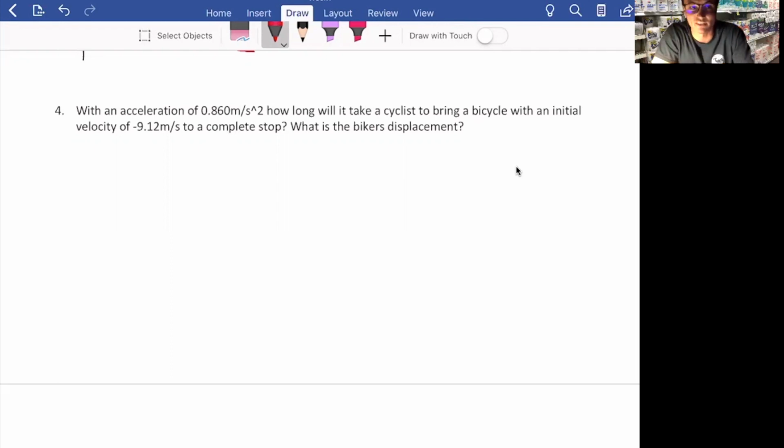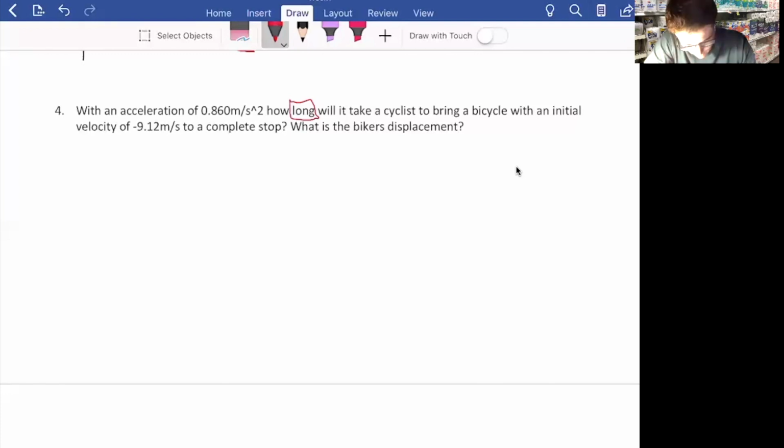So those 5 equations. Here we have an acceleration of that, and there's a question right there: how long will it take a cyclist to bring a bicycle with an initial velocity of that to a complete stop? And a second question: what is the biker's displacement? Let's do the first one first. The best thing to do with these problems is to write out your givens. What is the problem giving me, and what does it want from me?